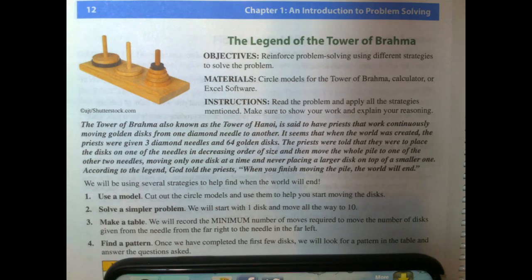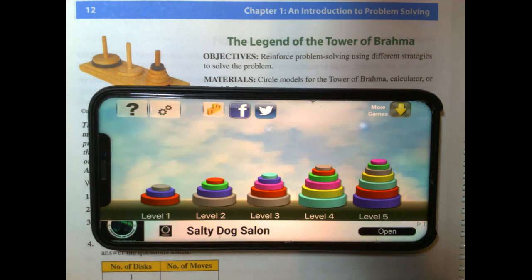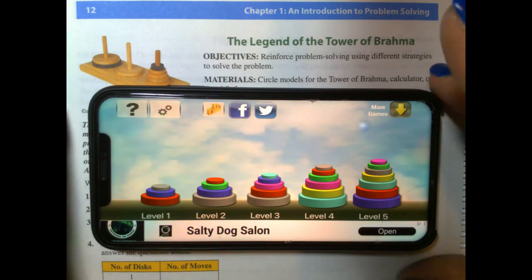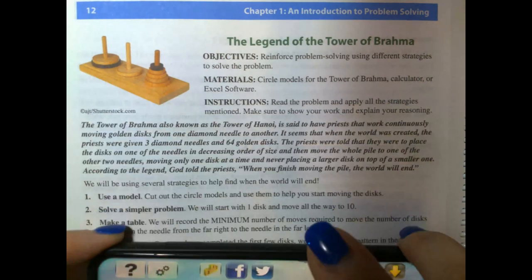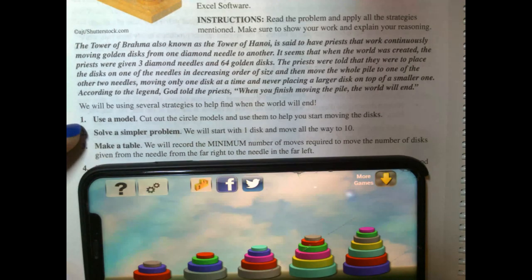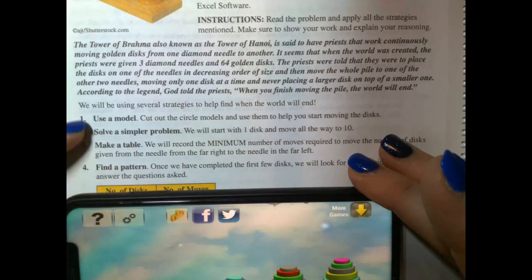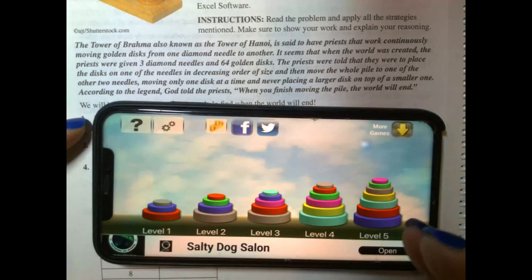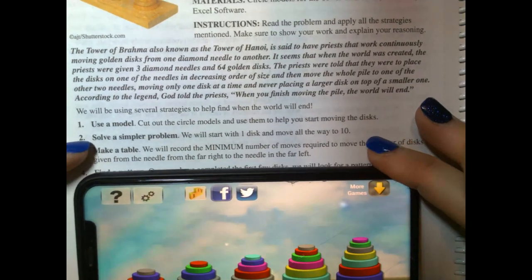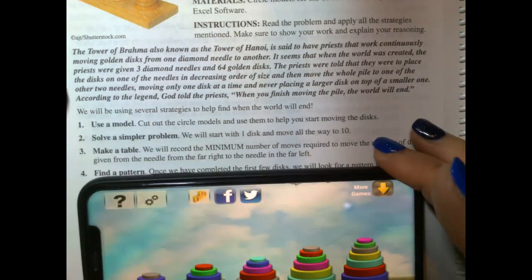You can use it if you don't want to use an app. I have the app open. Most apps, the minimum that they come with is 3. One of the strategies we're using to work this problem out, besides looking for patterns, is actually to make it simpler. So all of these are the strategies that they suggest you do. Use a model, which could be the app or the physical thing. Make it simpler. So instead of having 64 disks, we're going to start with 3, for example.